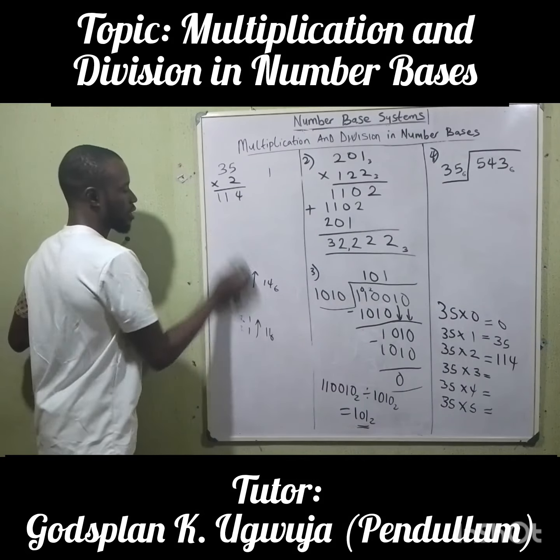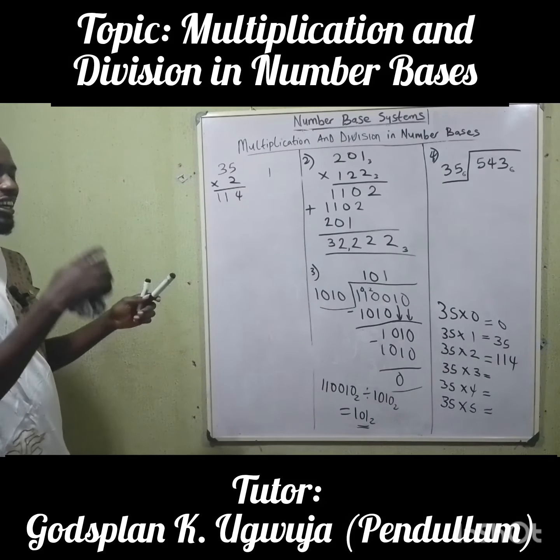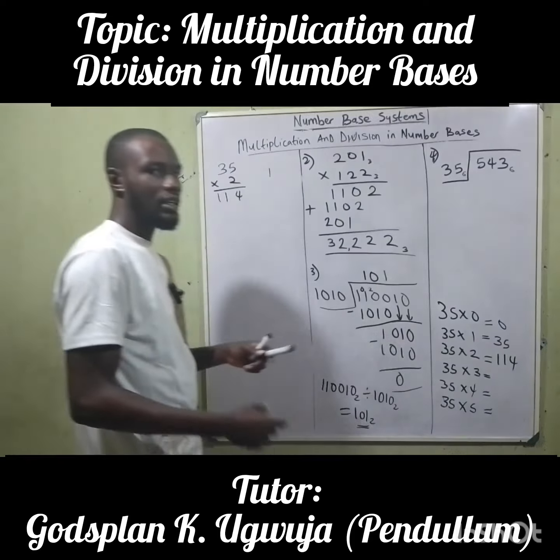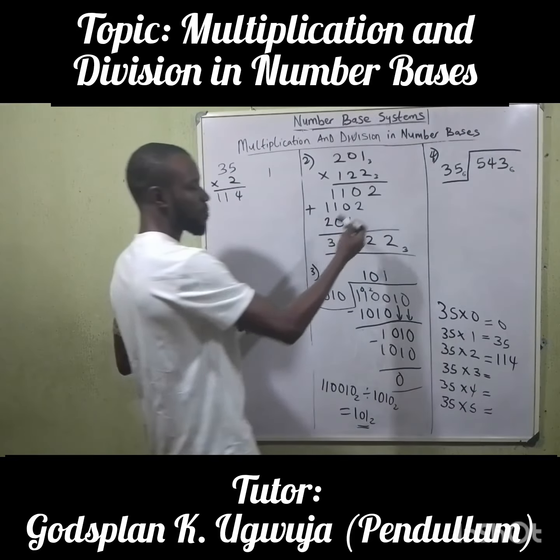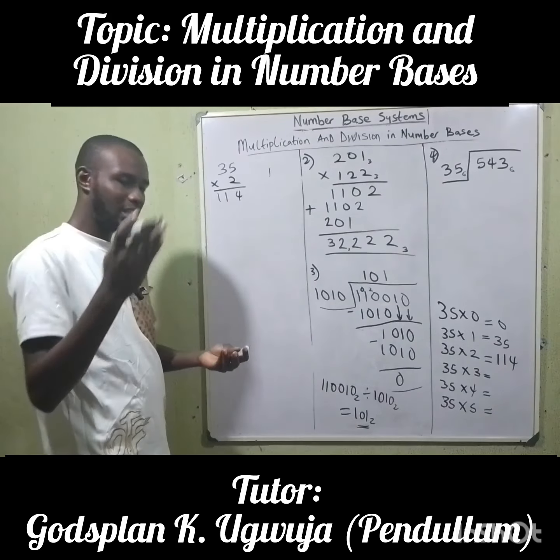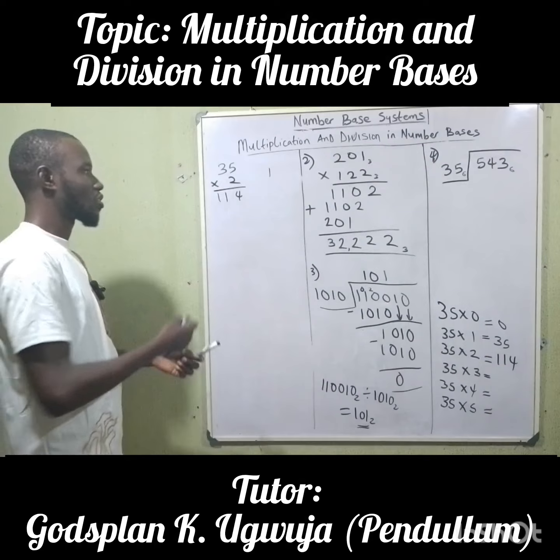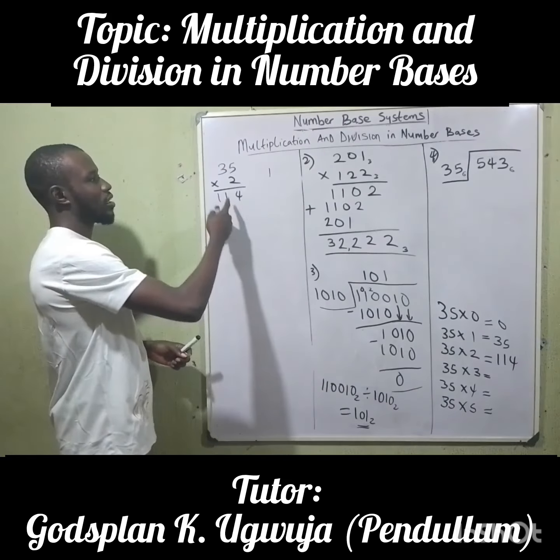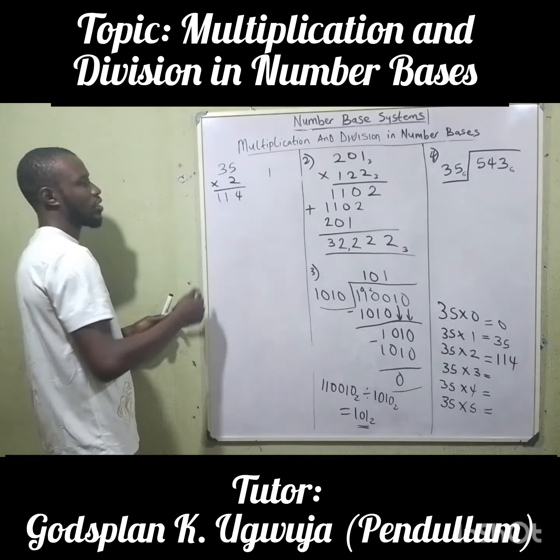Okay, so 35 here times 2. 5 times 2 is 10. 10 is already greater than 6. Remember we said if you multiply and you get a digit that is equal to or greater than the base, you have to convert it to that base. So that's what we did here. Converted 10, we got 14. 4 carry 1. 3 times 2 is 6, plus 1, 7. If you convert 7 to base 6, you get 11.